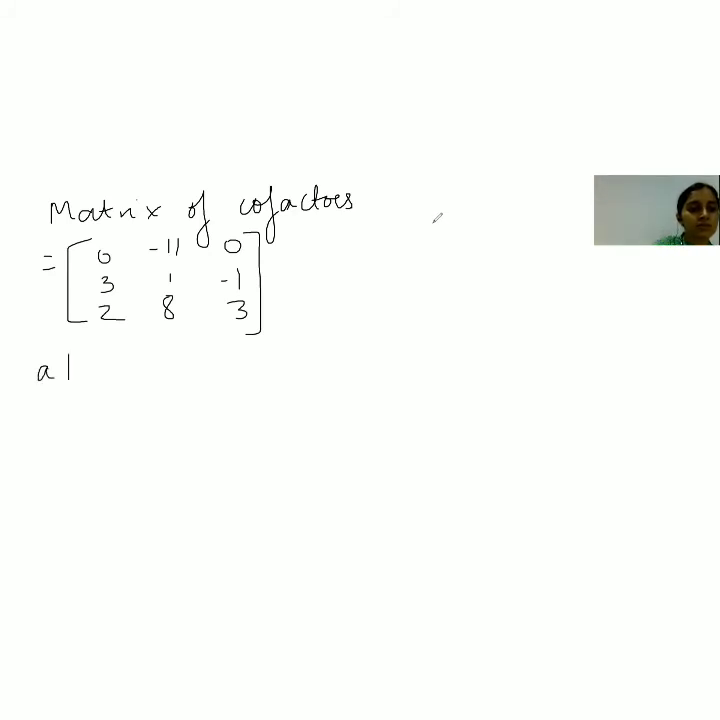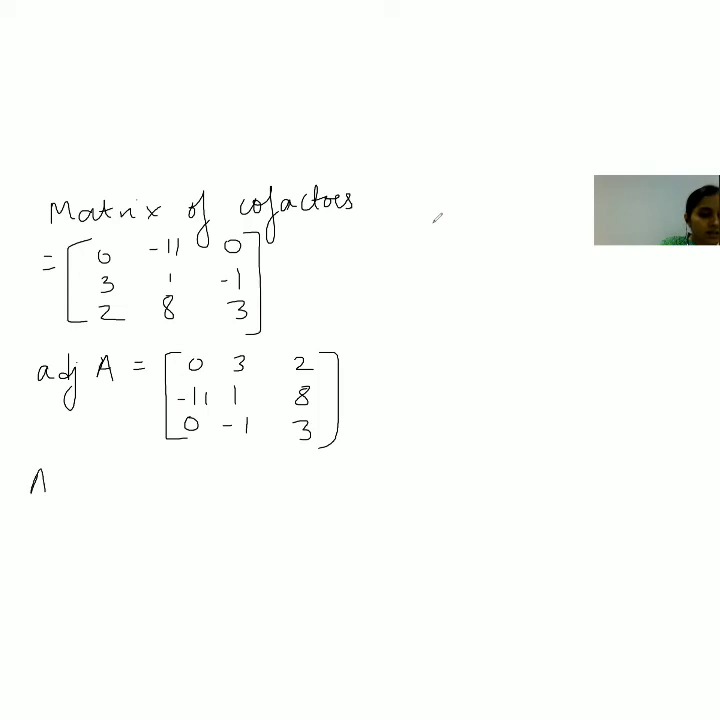The adjoint of A is equal to the transpose of this matrix. So let us make the column as the row, 0, minus 1 and 3. Your columns have become the rows and your rows have become the columns. This is the adjoint of A. Okay, what is the verification now? A into adjoint of A.